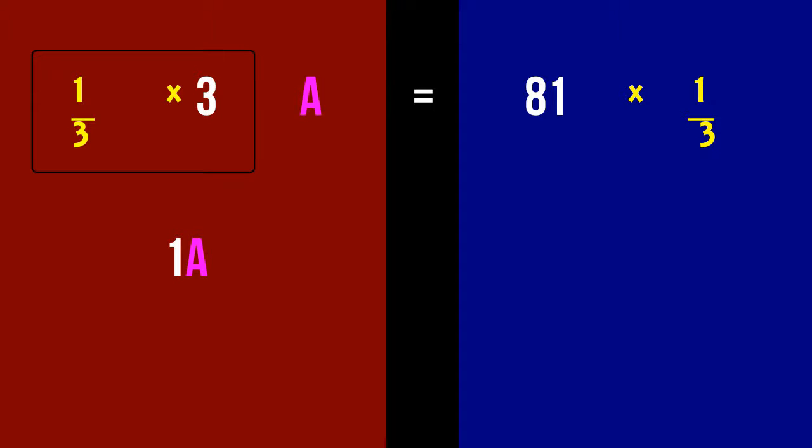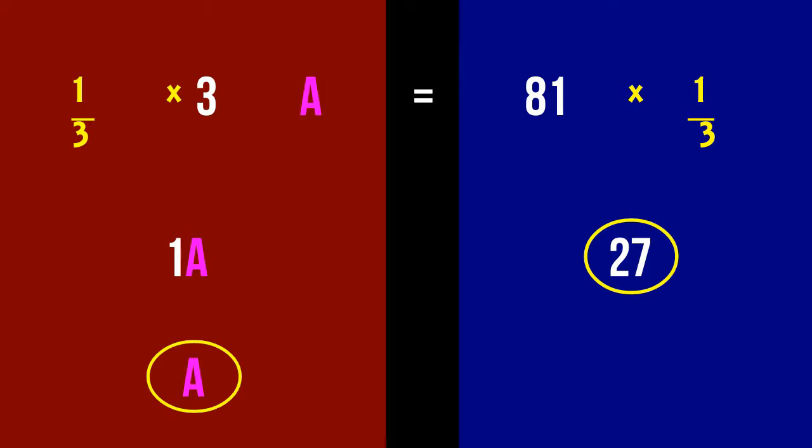I assume you know that 1/3 times 3 equals 1. Now we can see that 1/3 times 3a is 1a. Since 1 times any number equals that number, this side of the equation equals a. Now let's go to the right side of the problem. We have to multiply that by 1/3 also. I assume that you know that 81 times 1/3 equals 27. Therefore, the answer to the problem is a equals 27.